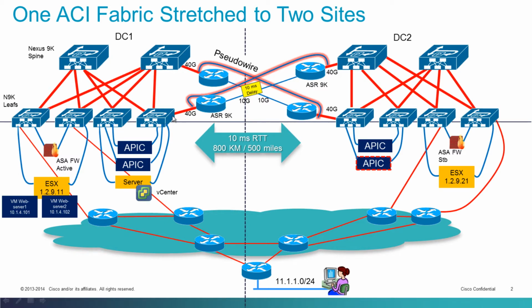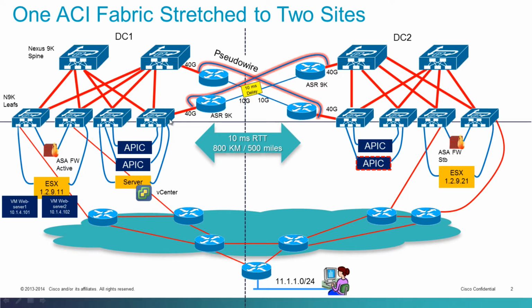One of the innovations that we're going to be talking about during this demonstration is the fact that the ACI fabric is interconnected. A leaf in data center 1 is interconnected to the spine 3 in data center 2 through EoMPLS layer 2 pseudowire.